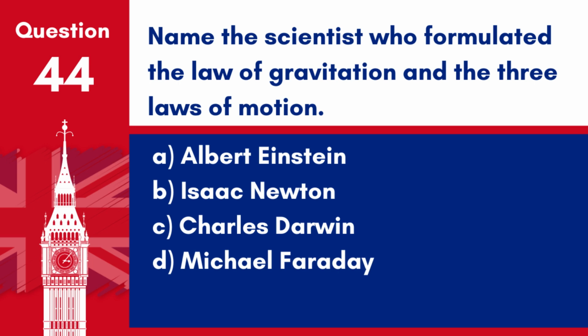A. Albert Einstein. B. Isaac Newton. C. Charles Darwin. D. Michael Faraday. Answer: B. Isaac Newton. Sir Isaac Newton formulated the law of universal gravitation and the three laws of motion.